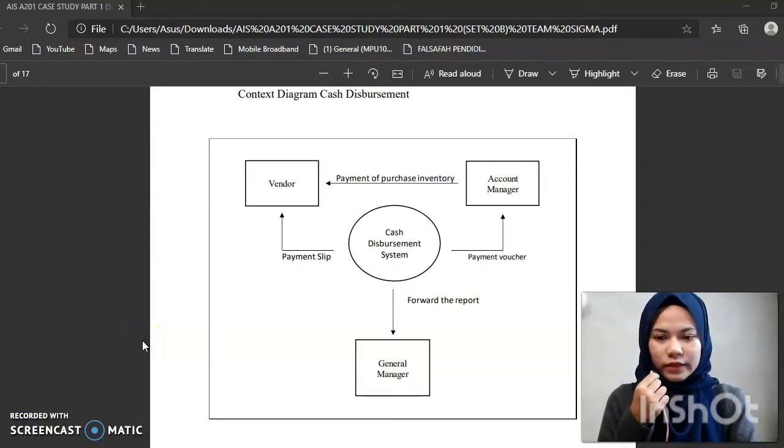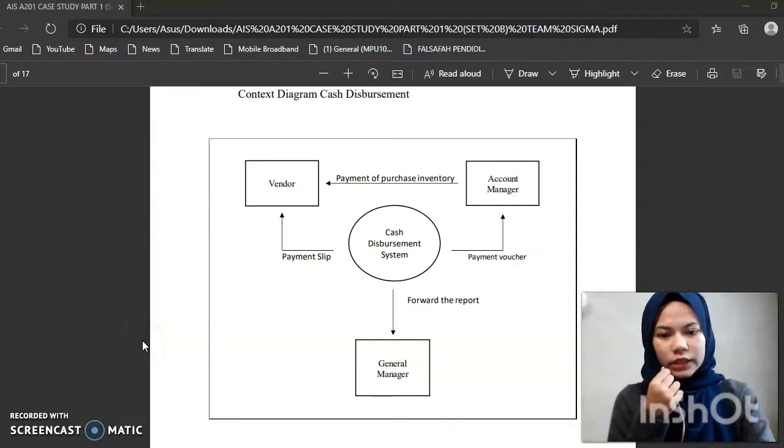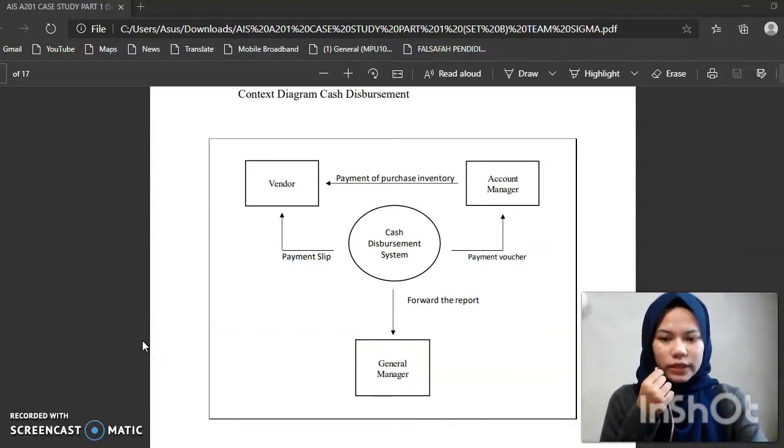Apart from that, there is also context diagram for cash disbursement. In this context diagram, there are also external entities, which are vendors, account managers, and general managers. The vendors receive payment slip from cash disbursement and receive payment of purchase inventory from account managers. The account managers receive payment voucher from cash disbursement system and forward the report to the general manager.